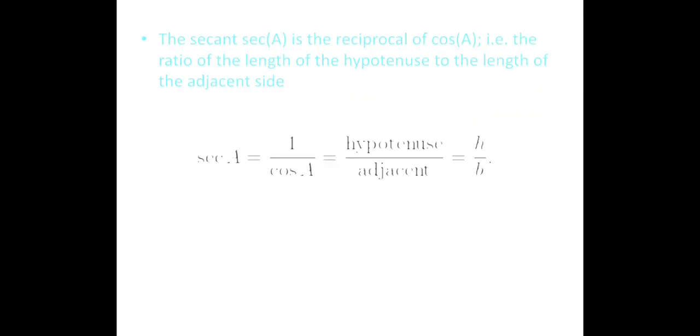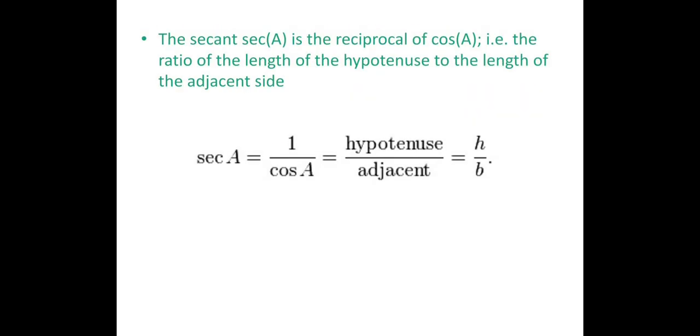Next comes your secant of the angle. The secant of the angle is the reciprocal of the cosine of the angle. So what was the cosine of the angle? Adjacent over the hypotenuse. So secant will be its inverse, that is hypotenuse over adjacent, that is 1 by cos A, which is equal to hypotenuse over adjacent, h by b.